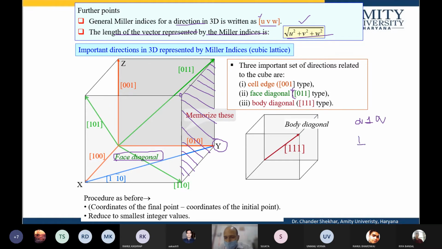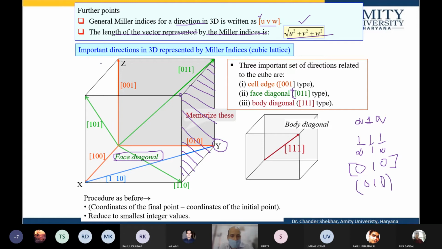The second step is to take the reciprocals: 1 by infinity, 1 by 1, 1 by infinity, and reduce these to integers. So 1 by infinity is 0, 1 by 1 is 1, and 1 by infinity is again 0. So the Miller indices for the direction are in square brackets [1 0 0], or for the plane that intersects at this particular point, (0 1 0).